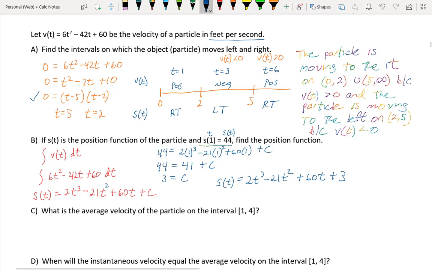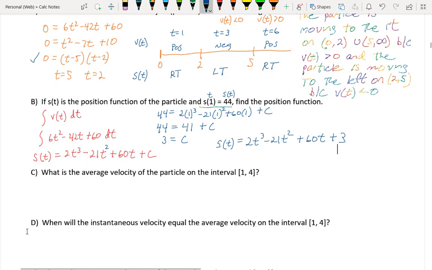Okay? All right. Let's take a look at part C here. Part C says, what is the average velocity? This is a key here. It doesn't say find the instantaneous velocity. It says find the average velocity of the particle on the interval from 1 to 4. All right, so here we go. Average velocity. Well, average velocity, we have a formula for that. So average velocity is equal to s of b minus s of a all over b minus a.